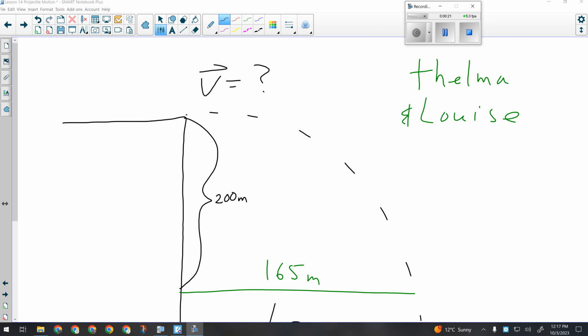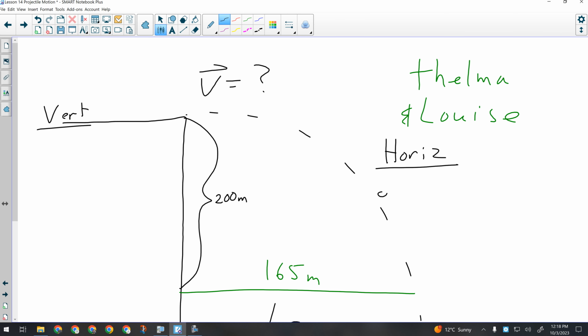where there are no hindrances like air resistance and stuff like that, okay? So we know that horizontally it's going to travel at a constant velocity. We know that vertically it's going to accelerate. So what we have to do is sort out our vertical givens and our horizontal givens.